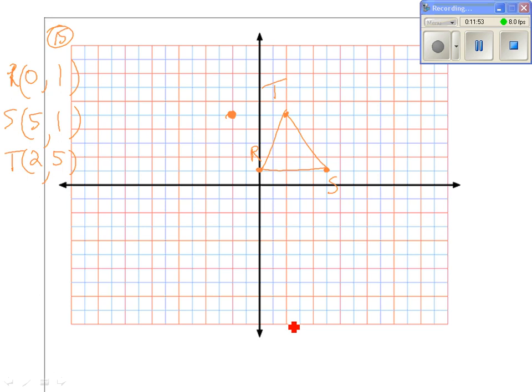Clockwise 90 degrees. So we want to go 90 degrees clockwise. So which way is the shape going to turn? You're going 90 degrees clockwise. Around that way. So it's going to go around that way.